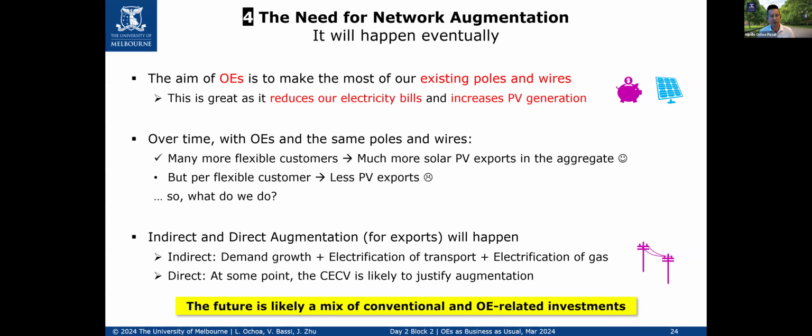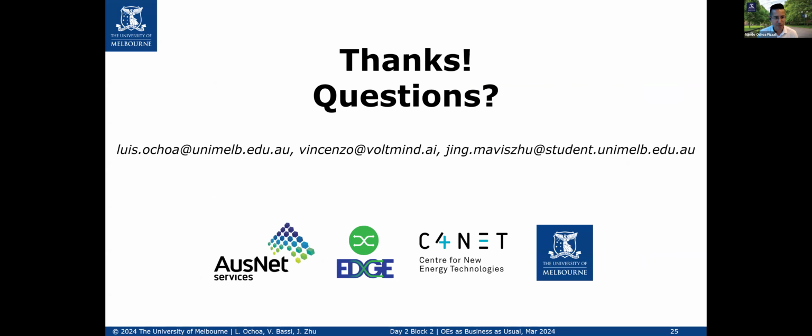So don't think that operating envelopes are the solution for the next 100 years. Certainly it is not, but they are going to help, and they will help in different circumstances, but eventually we might need some augmentation. Now, with that, we are going to move for a few minutes to questions, and then we have a little break, and then we'll move to block 3.